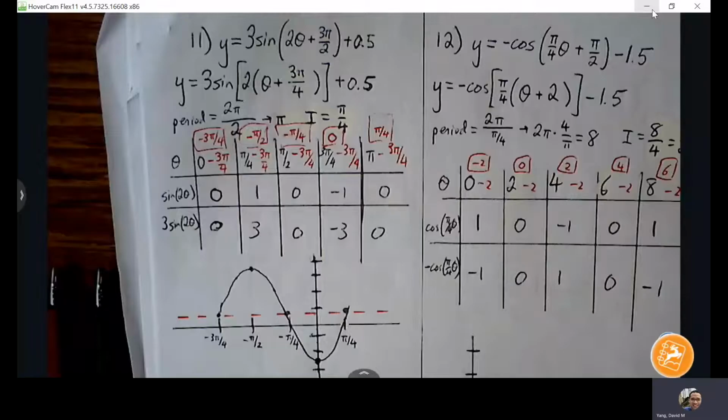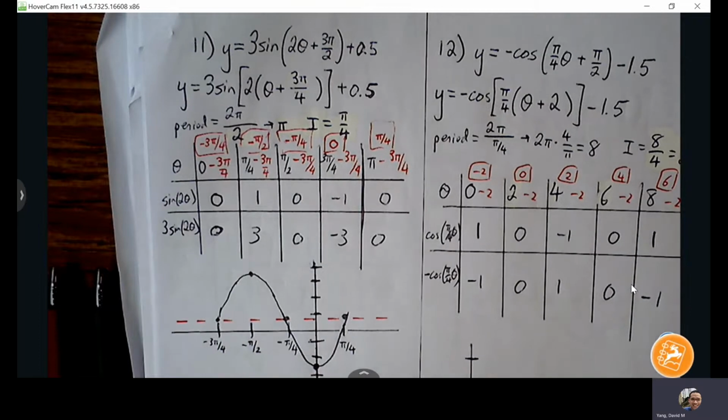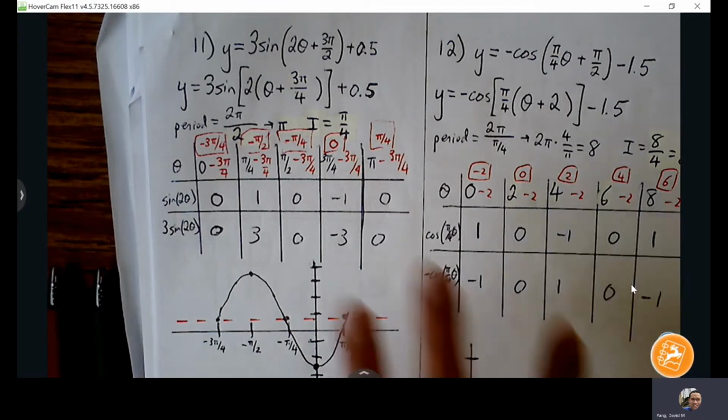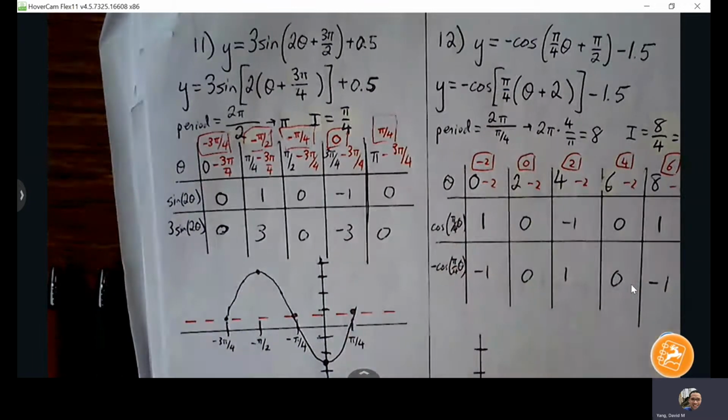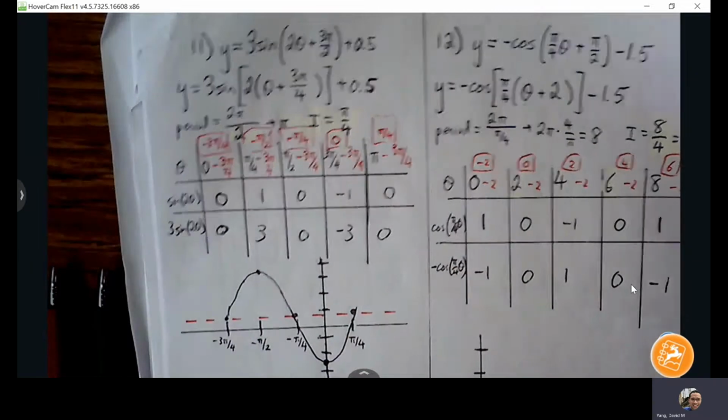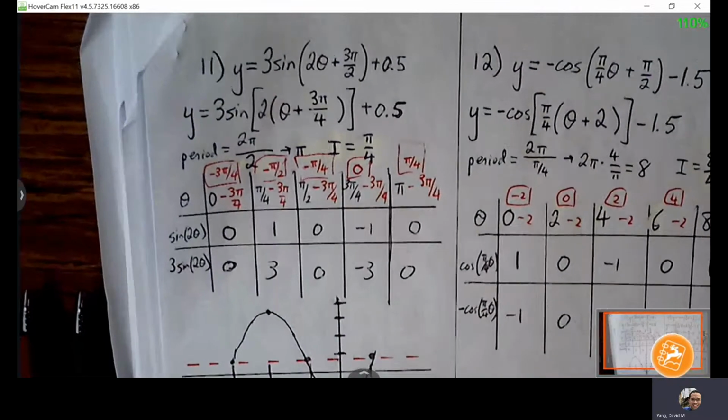or interval points. That'd be 2 pi. Okay, we're on page 13. Let me just go over these problems here. That was part of your homework. Okay.